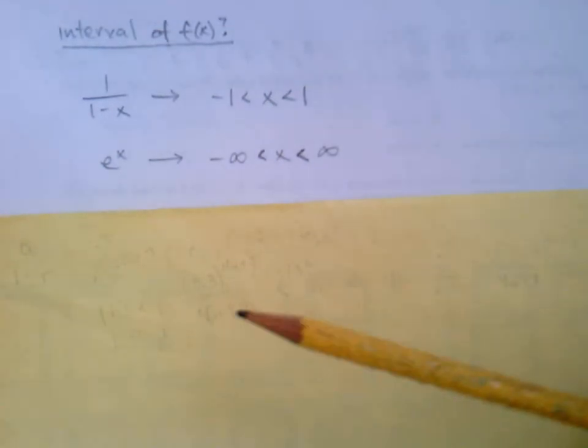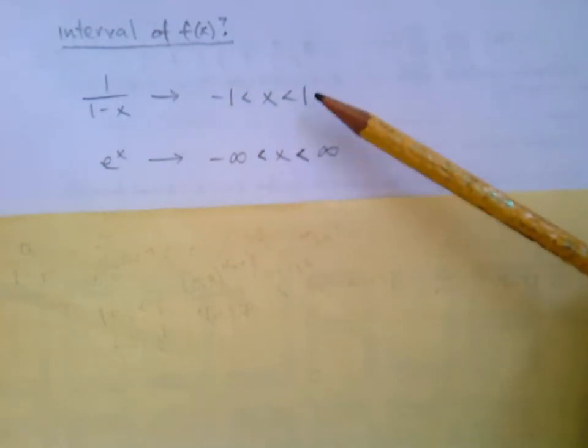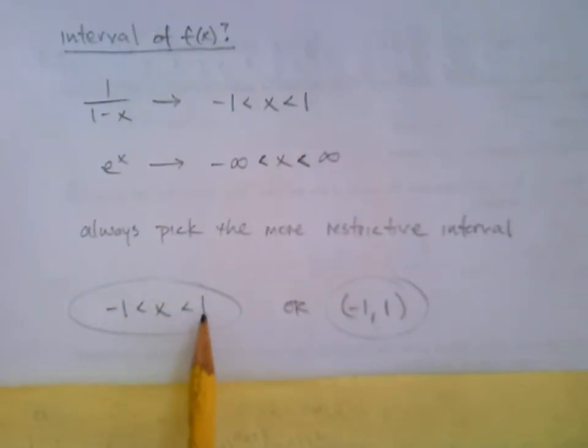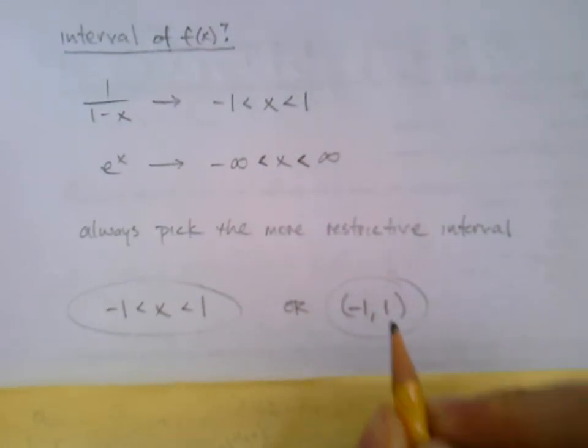And the answer is the more restrictive one. Always pick the more restrictive interval. So in this case, that's -1 to 1. You might write it this way, or you might write it in interval notation like that, -1 to 1.